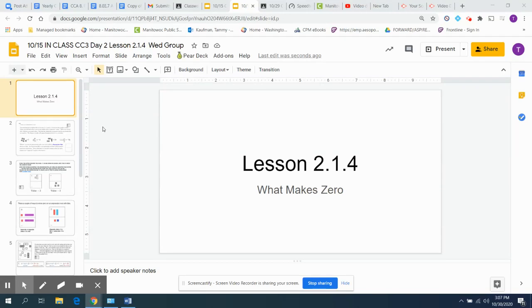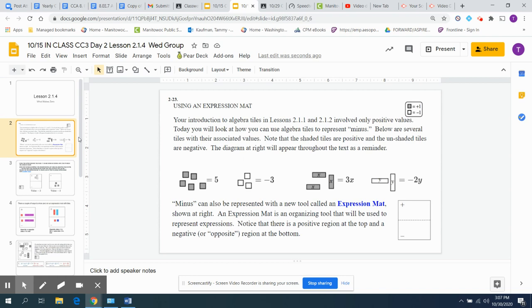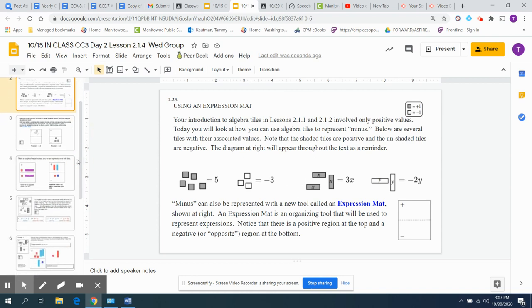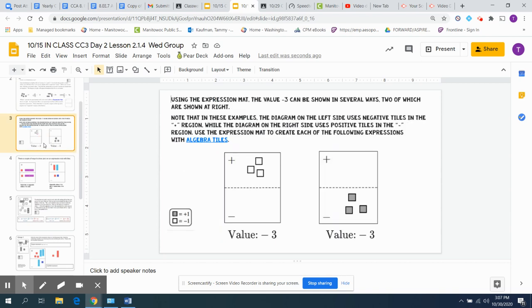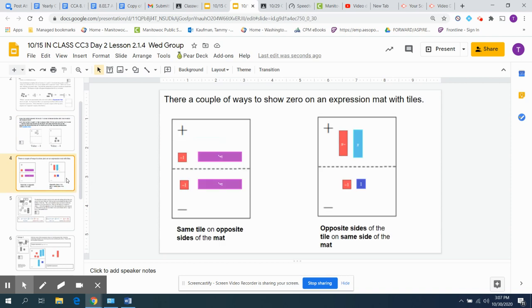All right, lesson 2.1.4 out of the book is about what makes zero. So the first couple pages of this are, again, here is our negatives. This is the thing we've looked at for the last couple of videos, different ways to make negative. I'm very specific about a couple of ways now to make zero.